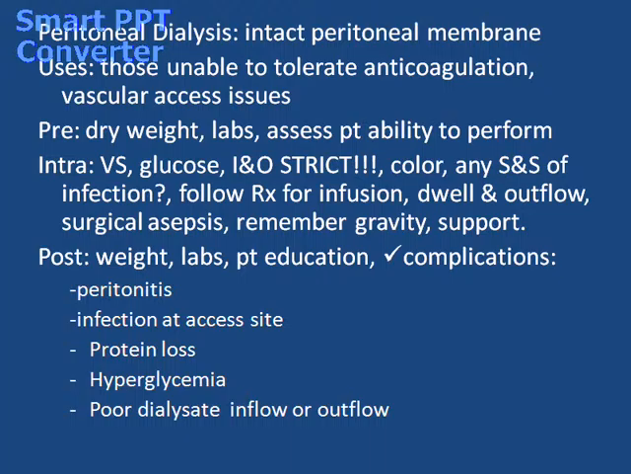Another complication, and the last one, is poor dialysate inflow or outflow, and perhaps the tubing becomes obstructed or twisted and causes a decrease in the flow. So what can we do about that? Well, we can rotate the catheter to facilitate inflow or outflow, reposition the client, like I said earlier, to help the fluid go in or out, and carefully milk the tubing to break up the fibrin clot.